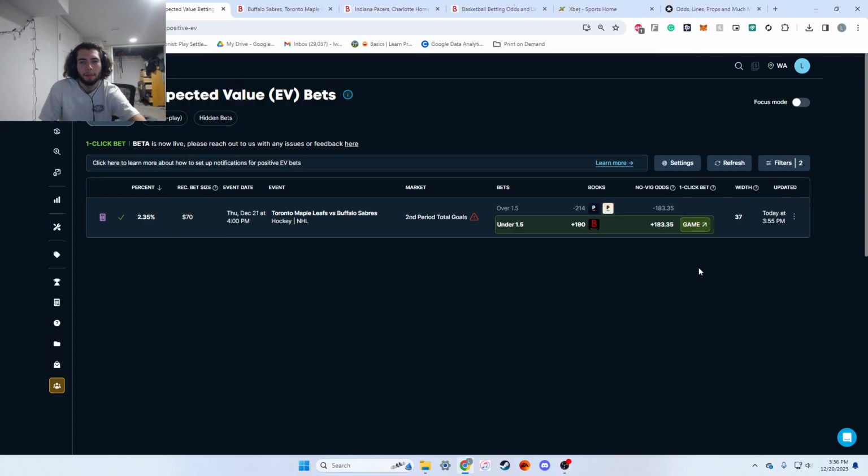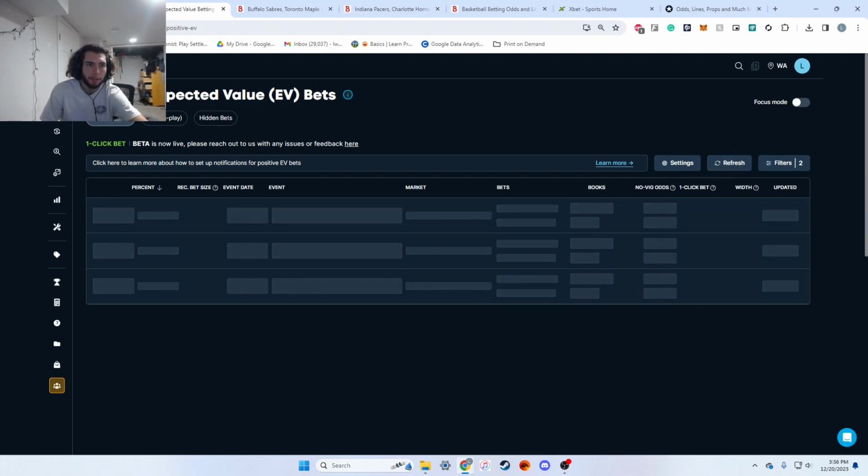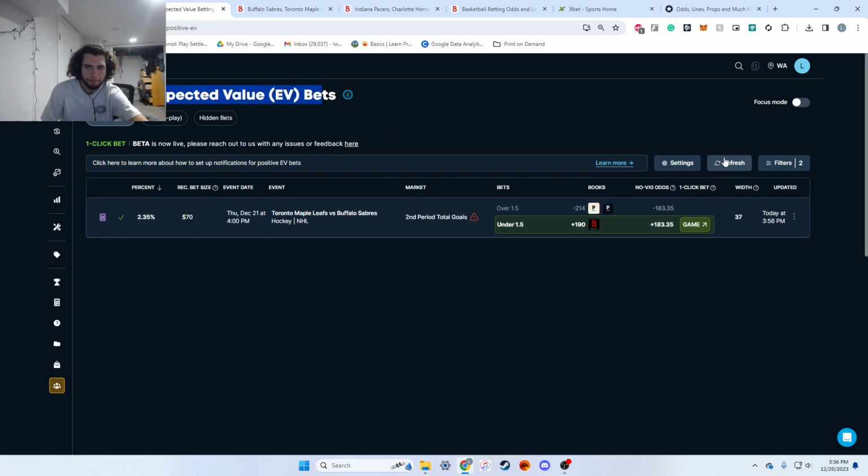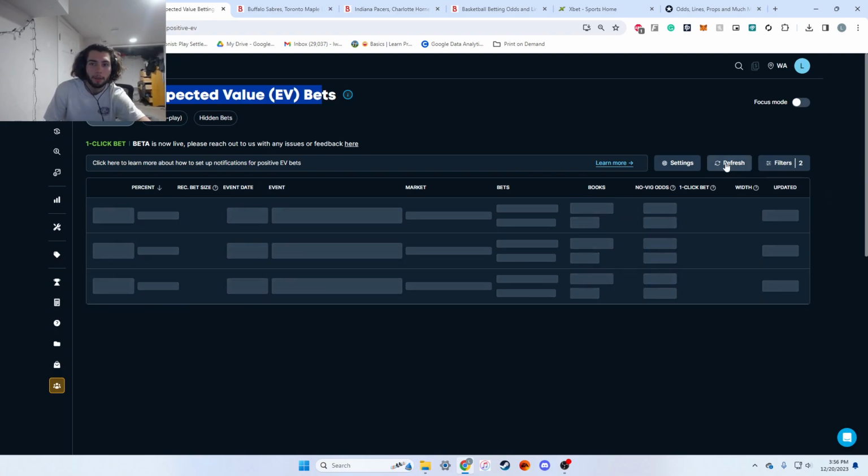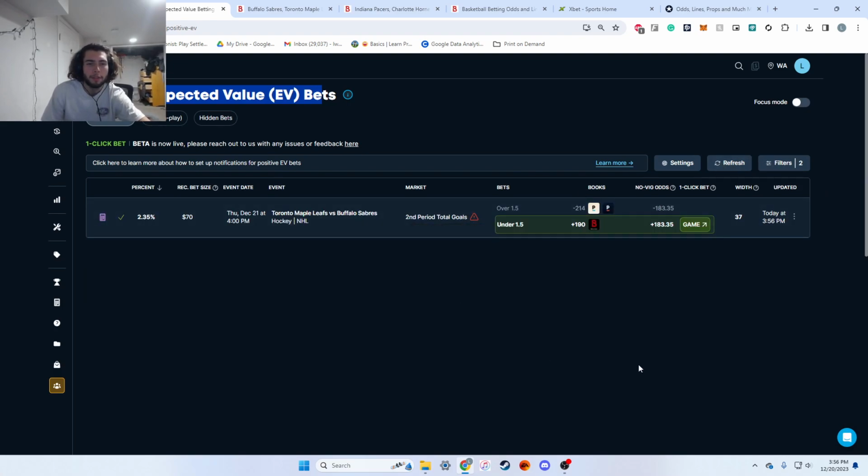Okay, I am going to attempt to explain this. So here is the screen that I pretty much just refresh. It's the positive expected value bets. Now I have it set to 2%. I've already bet on this one, which is why I'm ignoring it. But we can use it as an example.